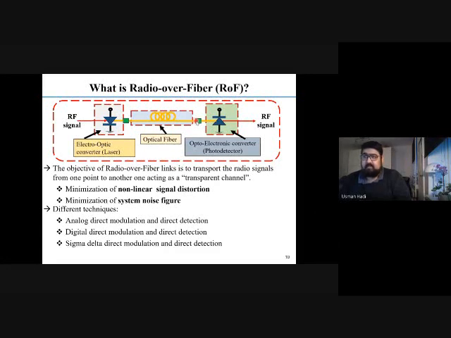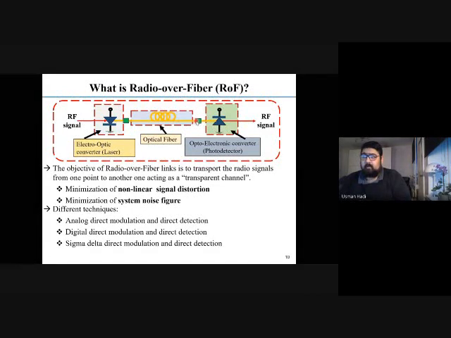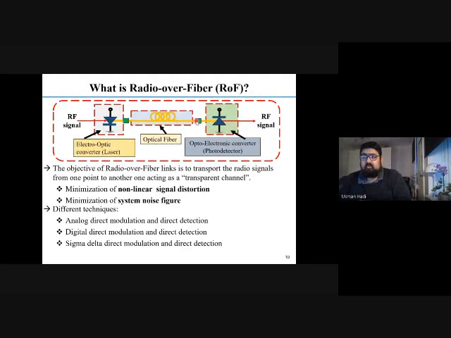So this is basically a way of transporting radio signals from one point to the other using the transparent channel while you minimize the nonlinear signal distortion and system noise figure. By system noise figure, I mean that all these components will have nonlinearity. So these nonlinearities will add their part to create the system noise in the overall scenario of this link.